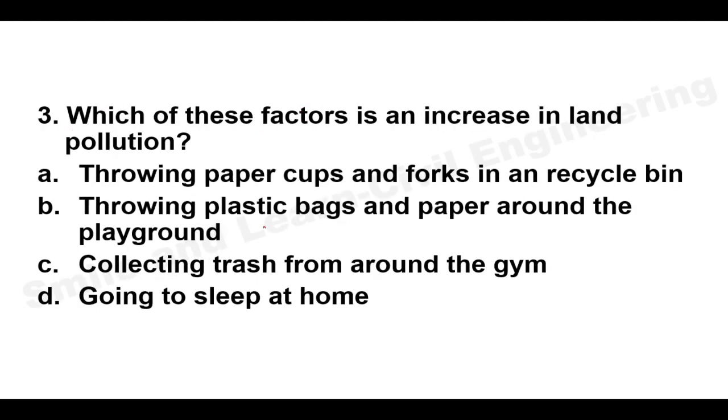Next question. Which of the factors is an increase in land pollution? So you see what the options are. Throwing paper cups and forks in a recycle bin, throwing plastic bags. So this is avoiding pollution. Option A is actually avoiding pollution. Throwing plastic bags and papers around the playground, collecting trash from around the gym, going to sleep at home. Apart from all this, option B is obviously the correct answer. This is a basic and very easy question.